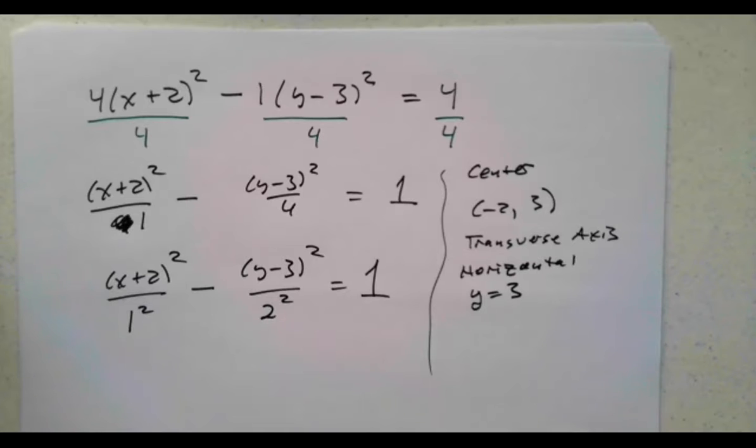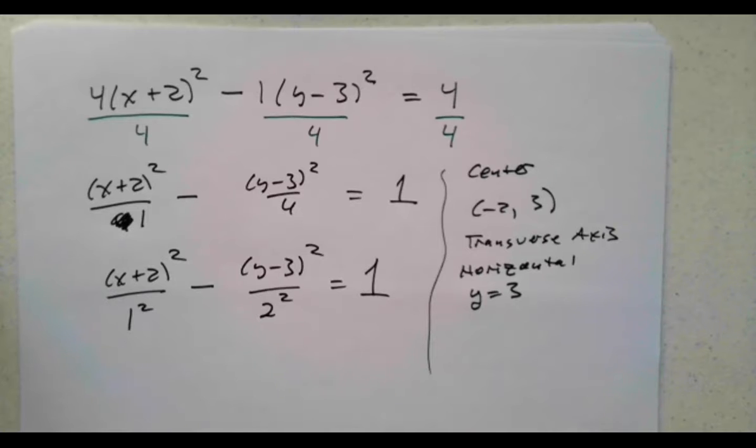Now, to find our vertices, what are we going to do? From the center, what is our span in x? 1 squared underneath the x part, 2 squared underneath the y part. So span in x is 1.